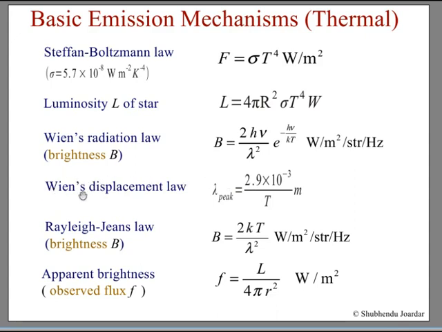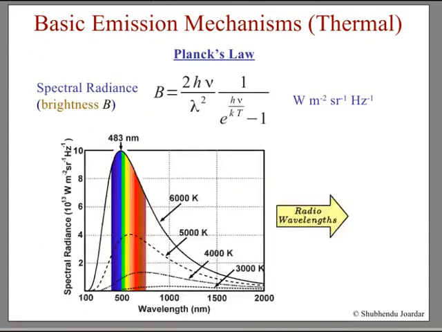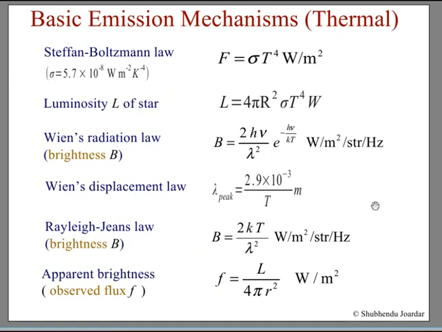Now, as I said, the Wien's displacement law actually finds out the peak radiation wavelength. For a given temperature of the black body, it will indicate what is the wavelength of peak radiation. For example, for this curve, if we calculate, it will give you this 483 nanometers. So you can see that lambda peak is equal to something divided by T. T is the temperature in Kelvin, and this comes out to be in meters.